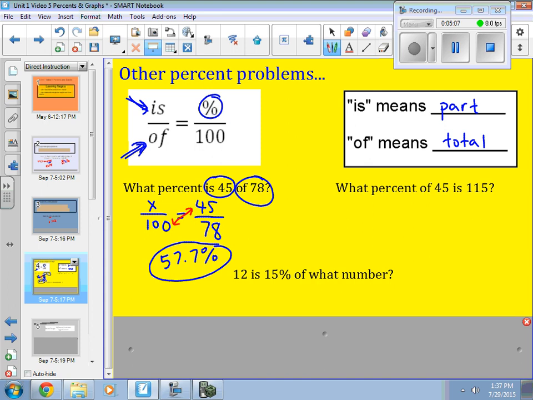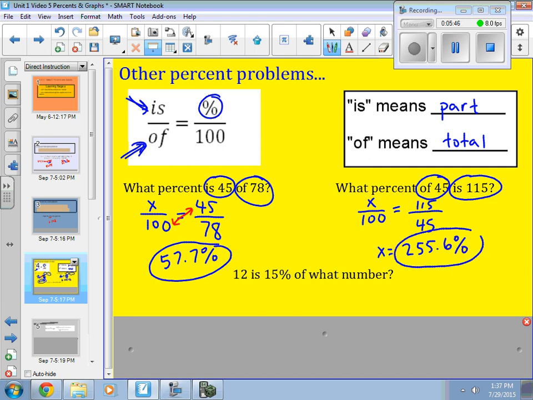Why don't you pause it and try this next example on your own, see if you can do that one. All right, let's see what you got. This one says what percent, so again, we don't know what the percent is, out of 100, of 45. Now this one's a little backwards from the first one. Of 45, that's our total. That should go on the bottom. Is 115. That should go on the top. So now if you cross multiply and divide this one out, it actually comes out to be more than 100% because 115 is a bigger number than 45. You should have gotten 255.6% is approximately the percentage there.